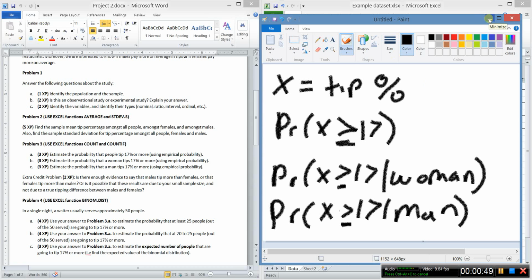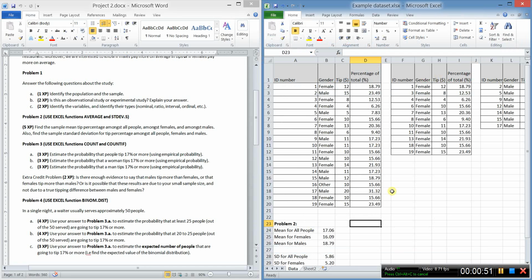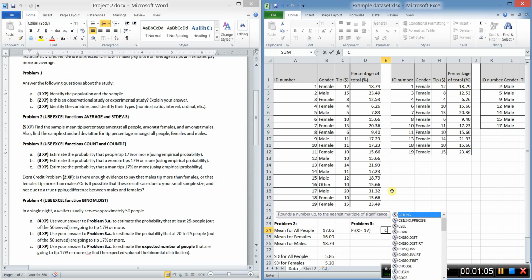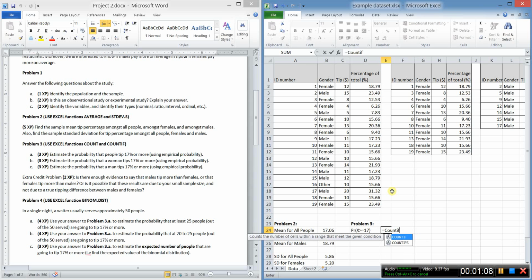Okay, so going here to my Excel file, I'm going to label this as problem 3. The first one, I'm going to say the probability X is greater than or equal to 17. To do this, I'm going to use the function called COUNTIF. First thing I need in COUNTIF is the range, so it's all the data I want here. And then the criteria is greater than or equal to 17. So that's the number of people that are tipping more than 17, right?